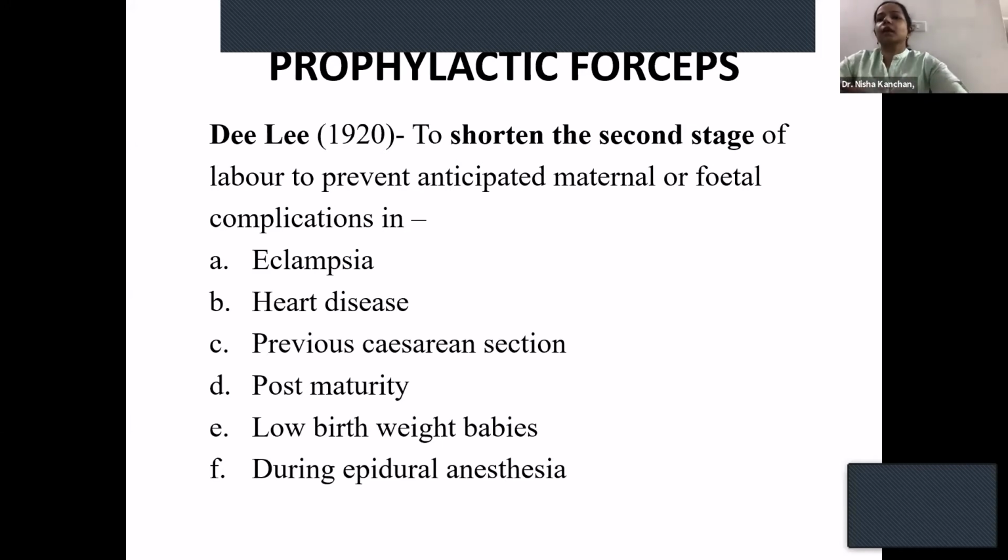Now, Dee Lee's prophylactic forceps was popularized by DeLee. DeLee said that when you apply forceps to shorten the second stage of labor, you should call it prophylactic forceps. So what are these conditions? Eclampsia, convulsions, heart disease, previous cesarean section. You don't want the head to be too long at the perineum, either for the sake of the mother or for the sake of the baby. Post maturity or low birth weight babies also have more chance of going in for asphyxia, low oxygen delivery. So you don't want the babies or the mother to be under stress. So try to quickly finish the second stage of labor. You apply forceps. It's called prophylactic forceps. So that's what prophylactic forceps is.